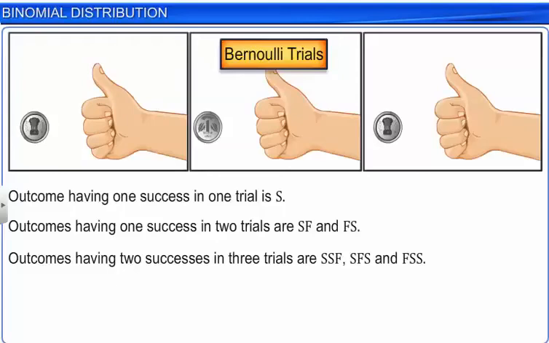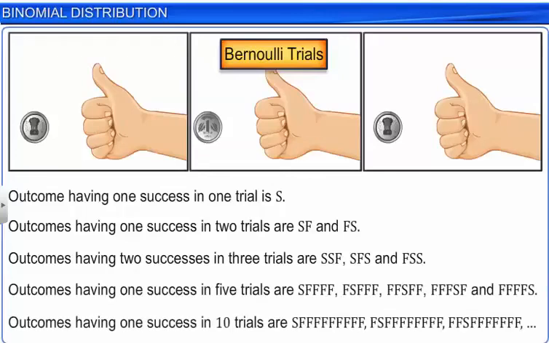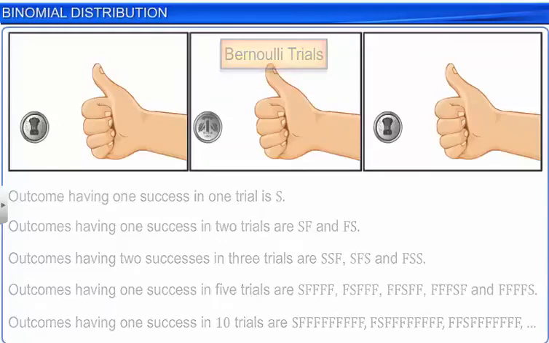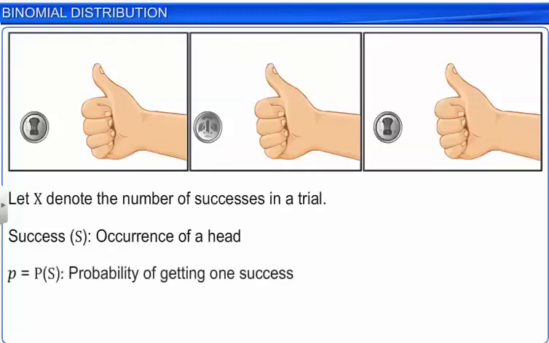However, it becomes quite tedious and time-consuming as we go for a higher number of trials. Now, let's derive a formula to avoid this time-consuming calculation. Let X denote the number of successes in a trial, where a success denotes the occurrence of a head. Let P and Q denote the probabilities of getting a success and a failure, respectively.